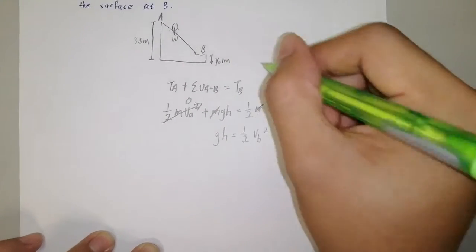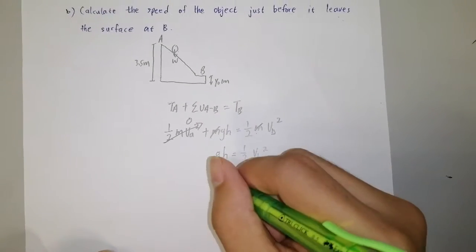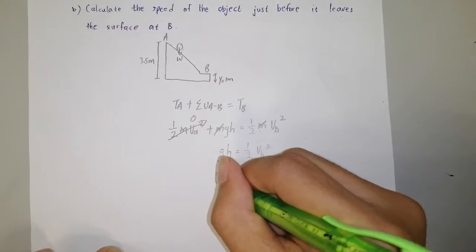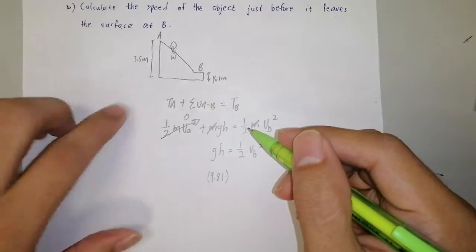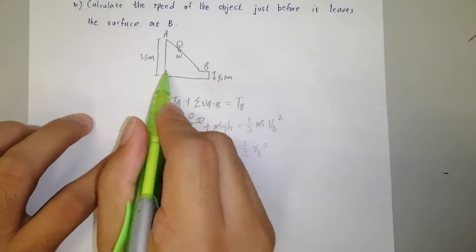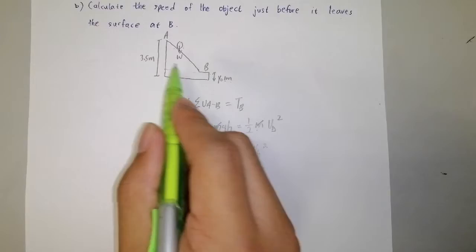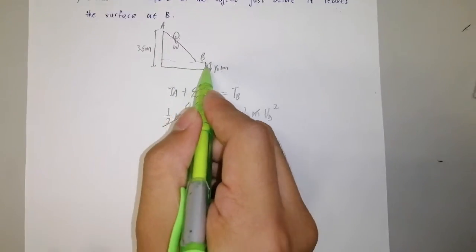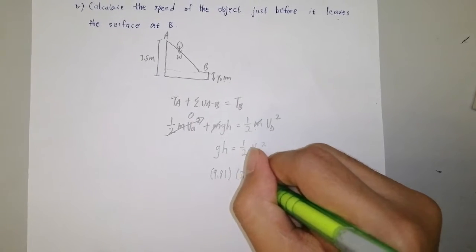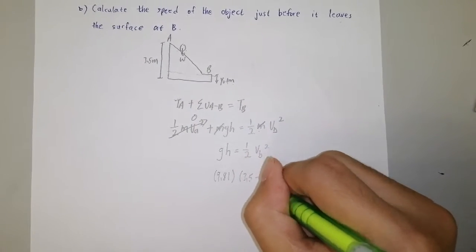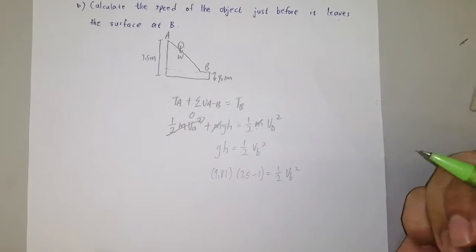g is the gravity of the Earth. So gravity is 9.81 times the height at point B, meaning we need to minus the 1 meter because it has not yet left the ground. So we use 3.5 minus 1 equal to 1/2 times vB squared.